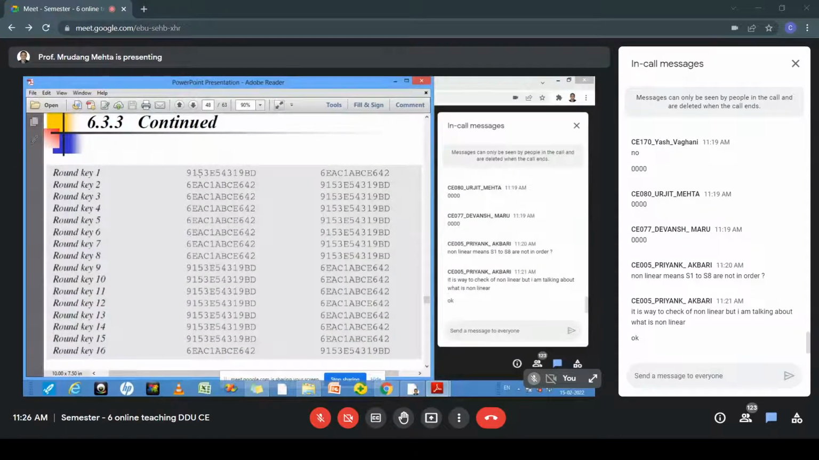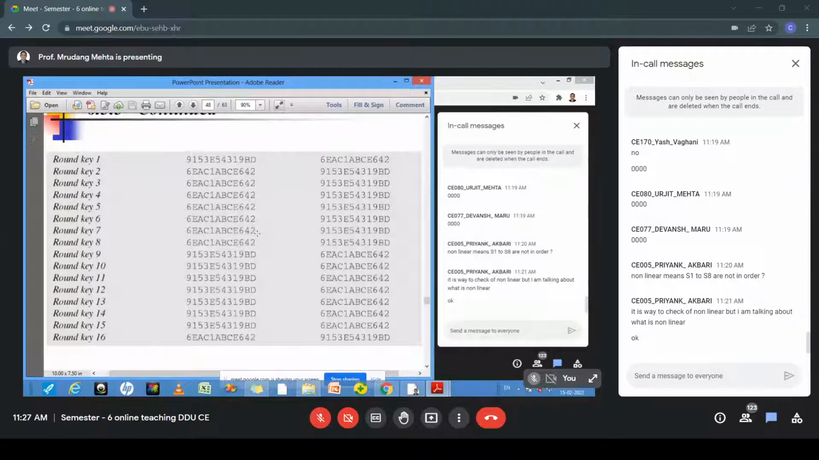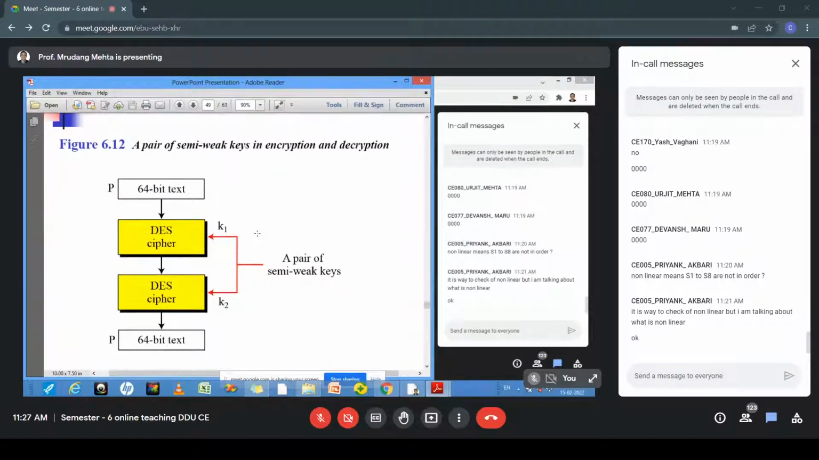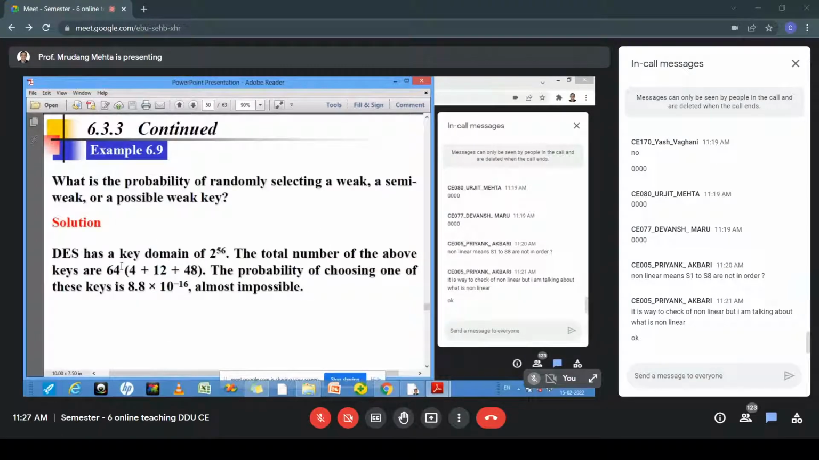You can see that after round key 1, then in key 2, you can see 1, 2, 3, 4, 5, 6, 7, it appears again, the same key, right? So it is actually not creating any good benefit to the encryption. After 2 rounds, it generates the same plain text.